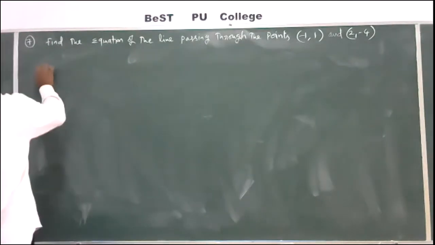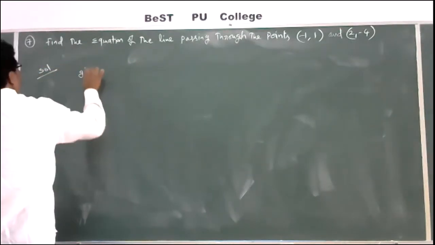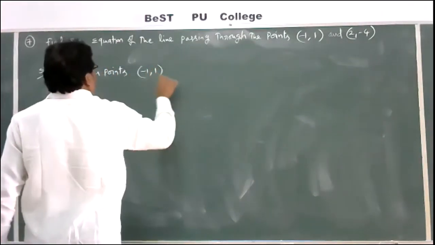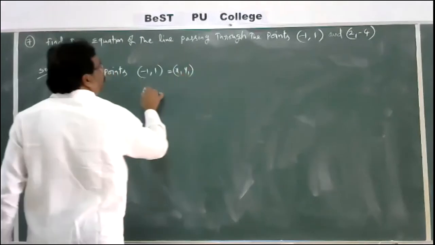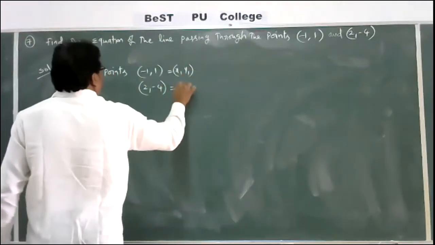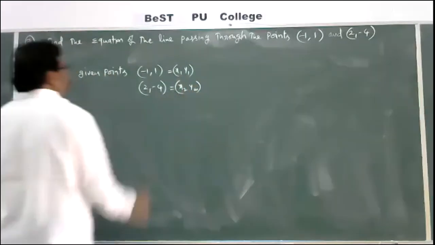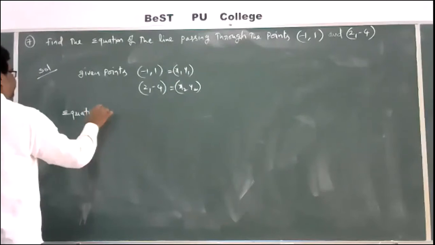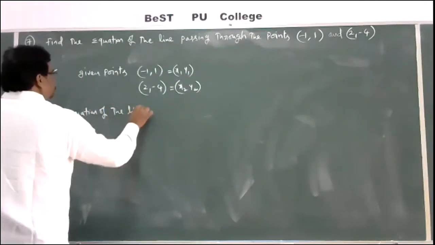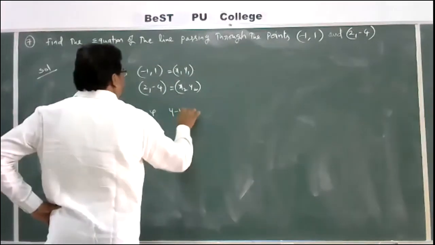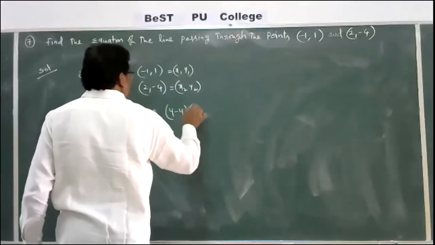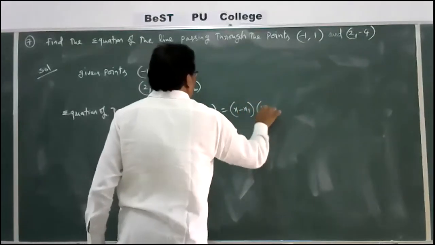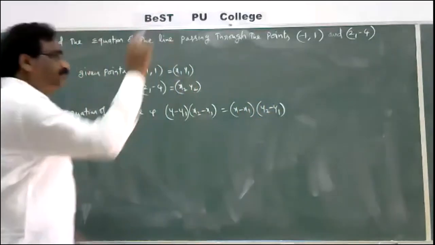First write the given points: minus 1 comma 1 you consider as x1 y1, and 2 comma minus 4 you consider as x2 y2. The equation of the line is y minus y1 into x2 minus x1 is equal to x minus x1 into y2 minus y1. Apply the formula, the 2-point form.